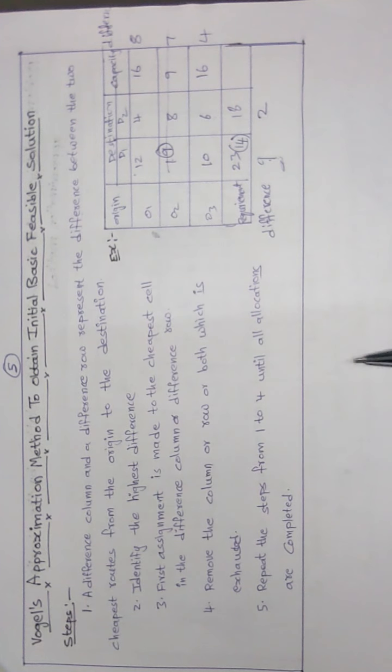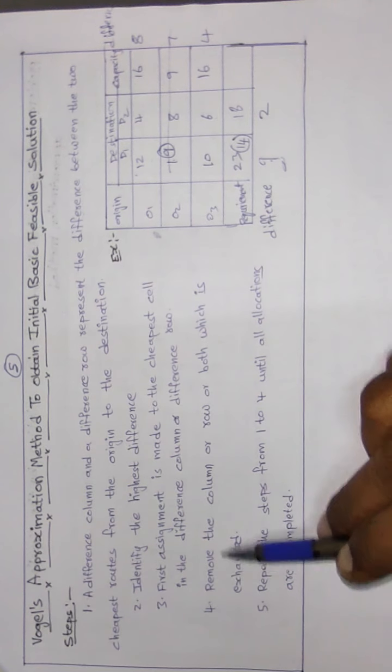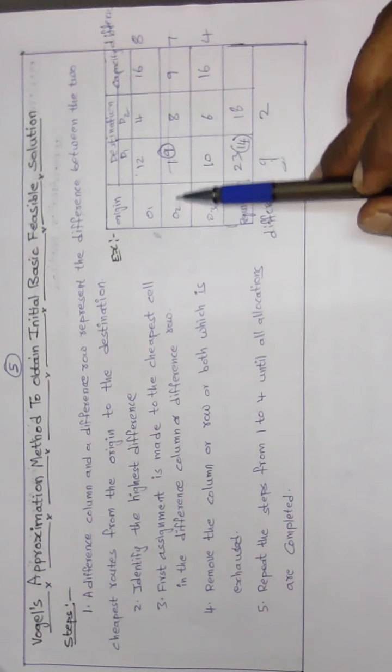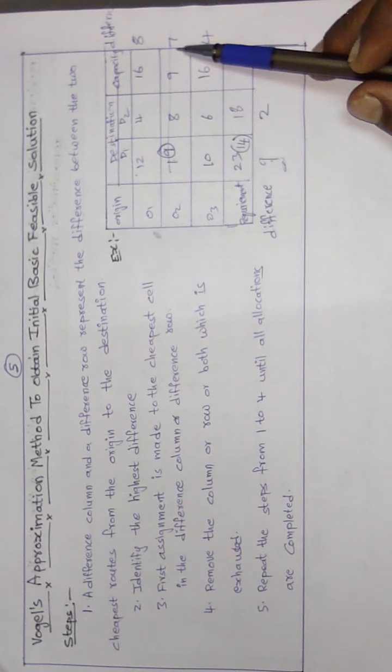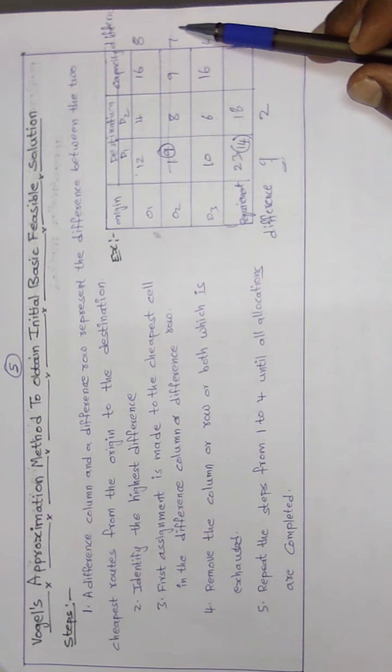It is 14 that is remaining. Similarly, again we have to go for the next step: remove the column or row or both which is exhausted. So here this second row is exhausted according to the fourth step. Now it is eliminated, or removed.